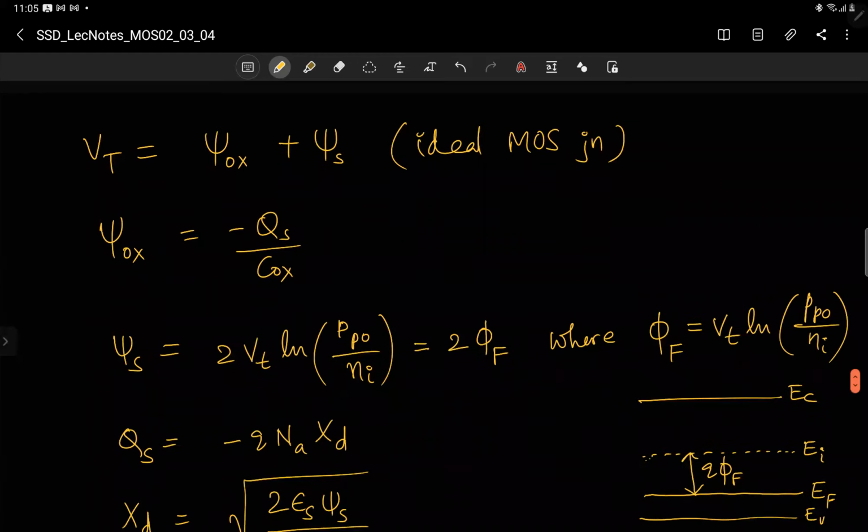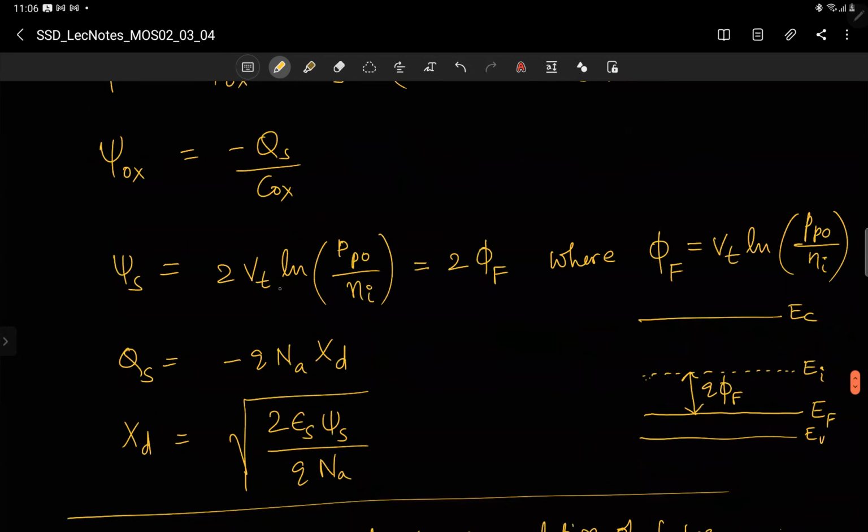So nothing great in this. Just summing up the voltage drop across the oxide and the voltage drop across the semiconductor, which is the voltage seen outside. So basically, this is simply from Kirchhoff's KVL. Then psi ox is first derived. It is minus Qs by Cox. This is coming from Gauss's law. The electric field comes from Gauss's law with Qs inside the semiconductor, and integrating it, you get psi ox.